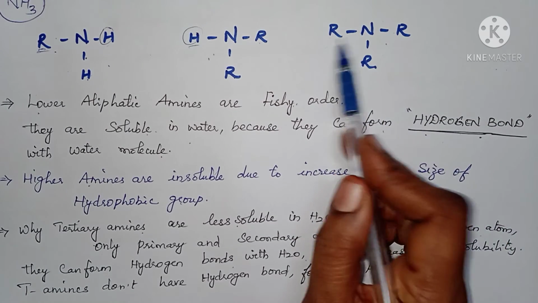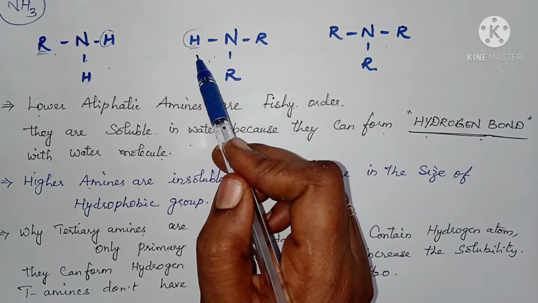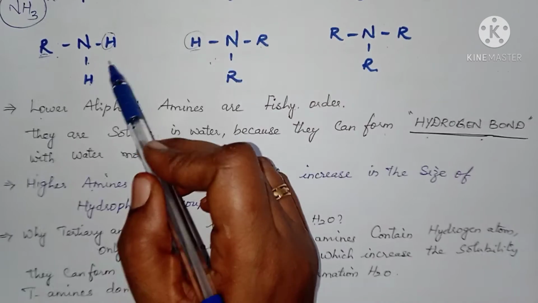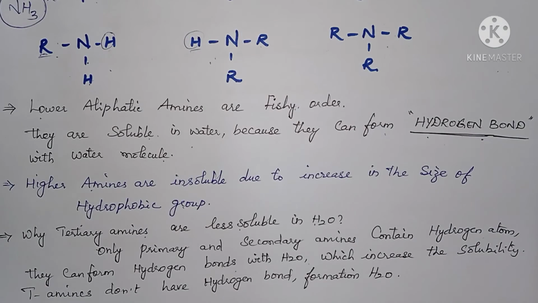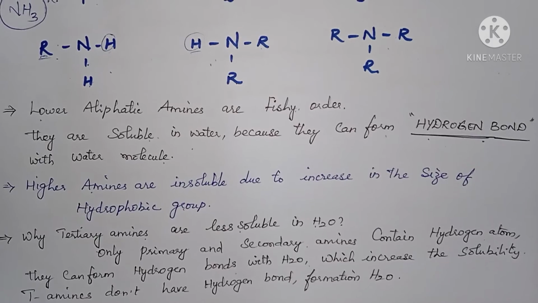Hope you got it. Here there is no hydrogen bond, but for primary and secondary there is a hydrogen bond. So naturally, wherever a hydrogen bond is available, it will be soluble in water, but where there is no hydrogen bond, it will not be soluble in water. Got it? Why are tertiary amines less soluble in water? Due to the lack of hydrogen atoms. That means tertiary amines do not have a hydrogen bond in them. Okay, got it? Next one.